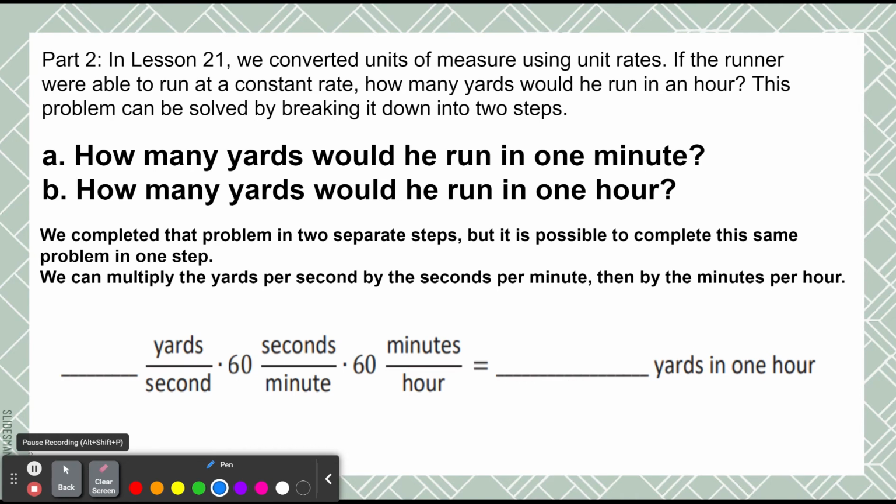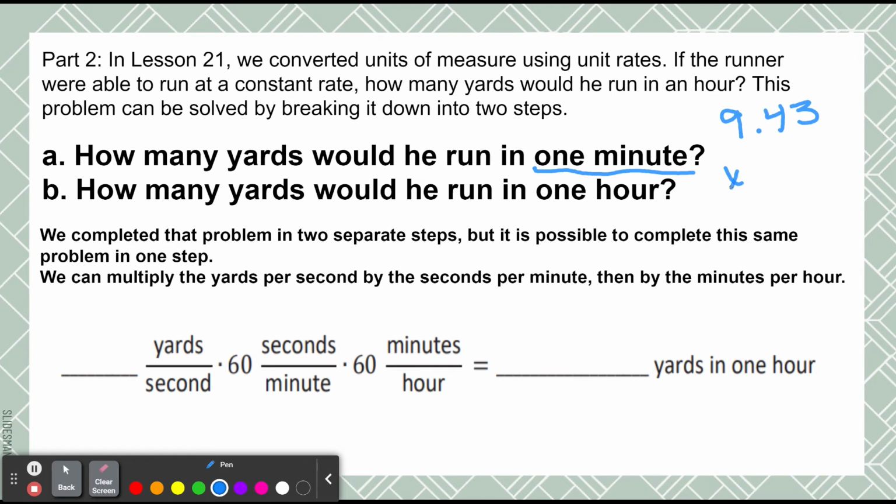In lesson 21, we converted units of measure using unit rates. If the runner were able to run at a constant rate, how many yards would he run in an hour? So we can break this down into 2 steps. Part A, how many yards would he run in 1 minute? Then part B, how many yards would he run in 1 hour? Well, we know from the calculation before that he ran 9.43 yards per second. And since I know that there are 60 seconds in 1 minute, I'm going to multiply that times 60.